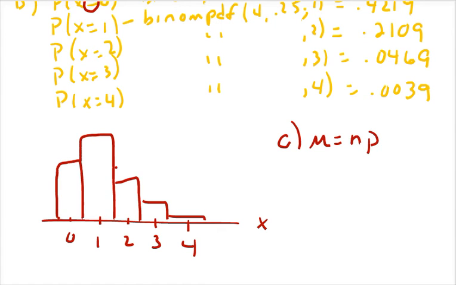And the last part they wanted, part C, was for you to find mu, find the mean. And the mean is equal to NP. 4 times 1/4, so the mean is equal to 1. And draw it on your histogram, and you're right there. So that's the mu equals 1. Okay, so hopefully that helps you.